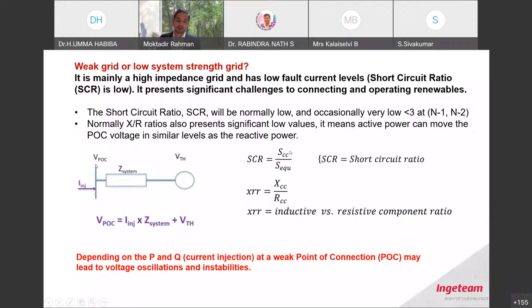So if the SCR is high, then we see that the point of connection is strong. So what is the number we say? If the value of this ratio is less than 3, we mean that the plant connection point is very weak. Also, the X/R ratio of the impedance has a lot of impact, so we'll discuss that later on.